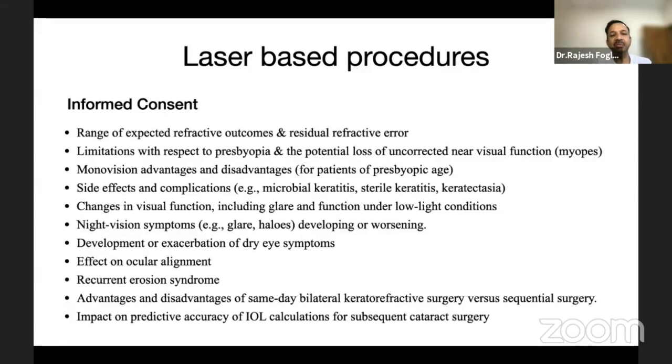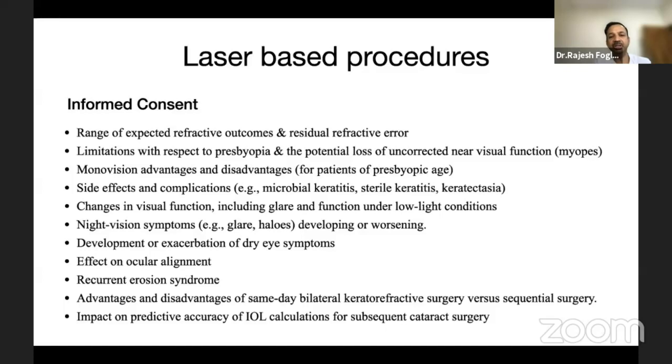So basically, in the informed consent, the points that need to be discussed is the range of expected refractive outcome. Somebody coming with -10, and if you're doing a laser refractive surgery, the chances of a residual refractive error may be higher than somebody you're treating for -2. The limitation, especially with respect to presbyopia and the potential loss of uncorrected near vision, especially for myopes who are used to reading without having to wear glasses, it's important. If you are doing monovision, that also needs to be explained, and sometimes you need to give them a trial using contact lenses so they get to experience what monovision is.